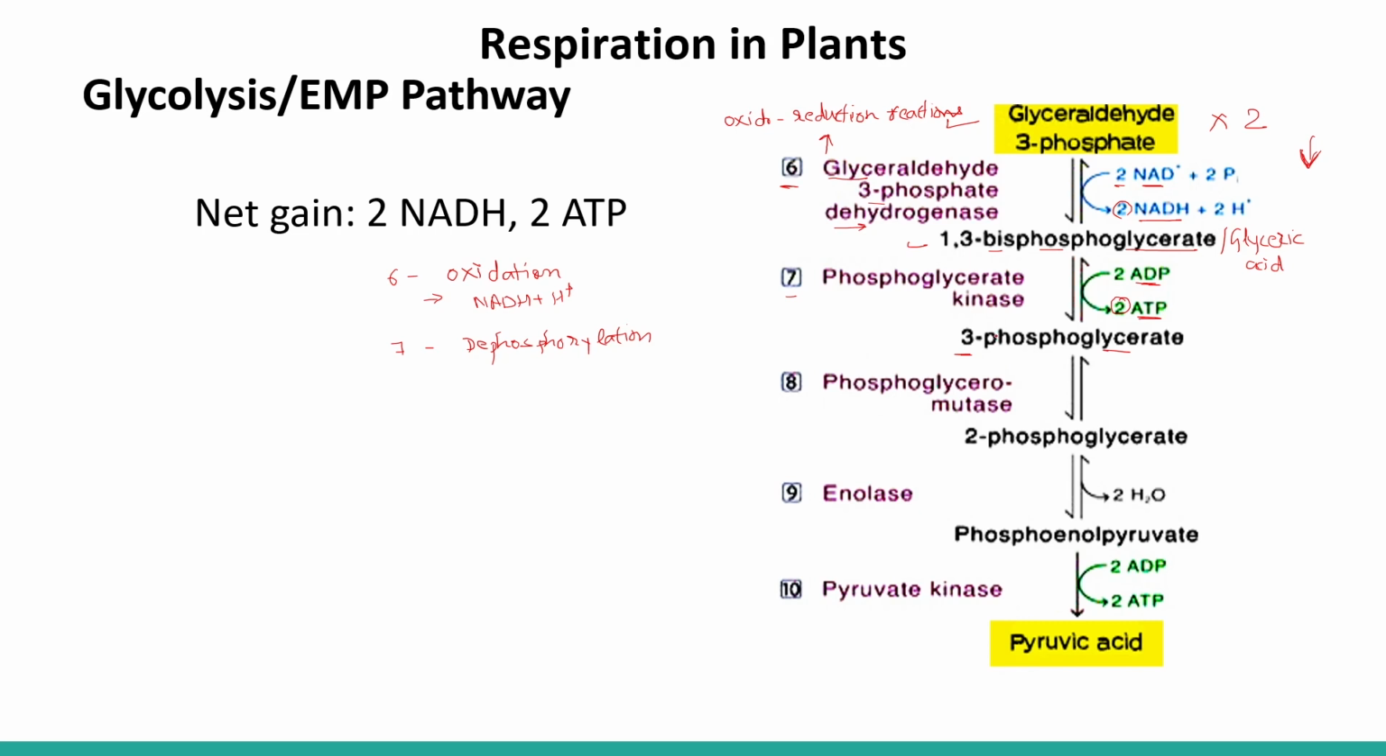Now coming to the next step, which is the 8th step. In this, what is happening? 3-phosphoglycerate is converted into 2-phosphoglycerate. This reaction is catalyzed by the enzyme phosphoglyceromutase. This is again a kind of isomerization.